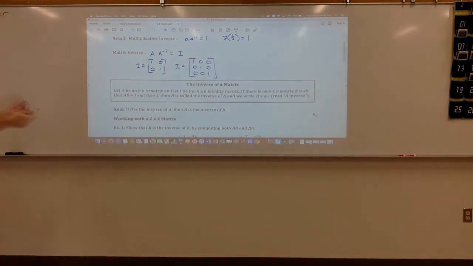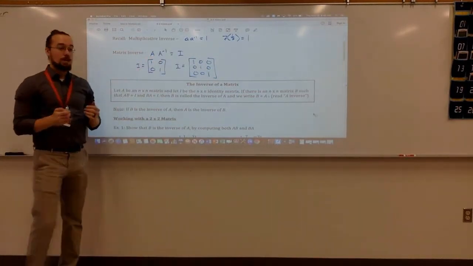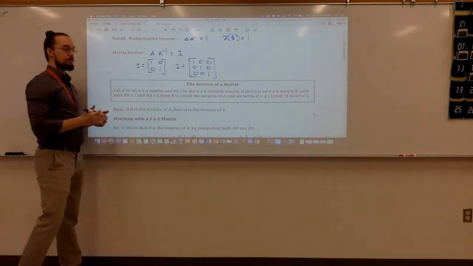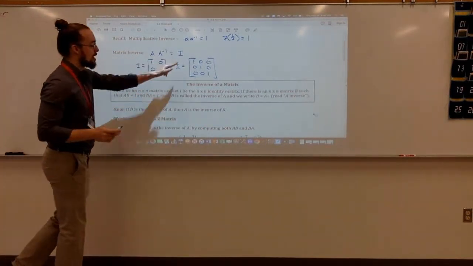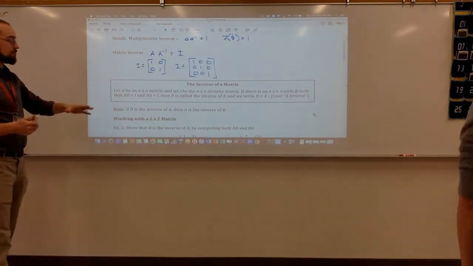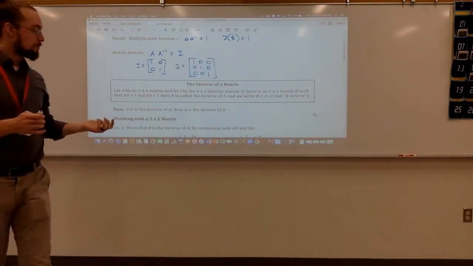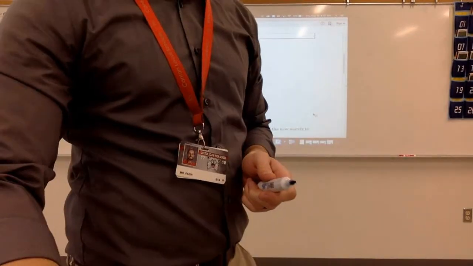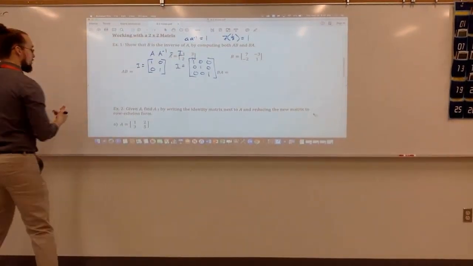So if A is my matrix, its inverse is whatever matrix gets me to this point when I multiply them together. Whenever I multiply a matrix and its inverse, I get the identity matrix, and that's what this box is essentially saying. So, if we want to determine whether two matrices are inverses of each other, we multiply them together and see if we get the identity matrix.